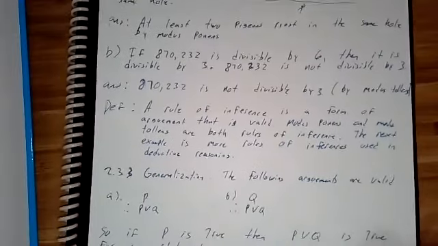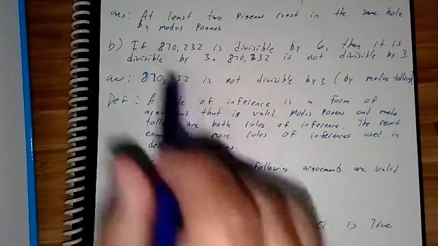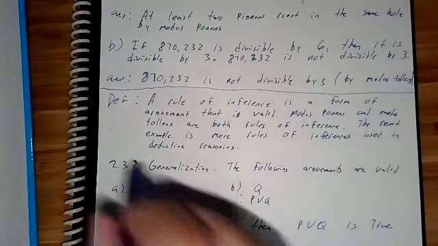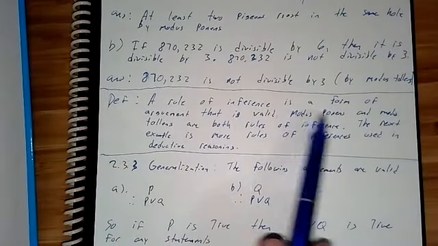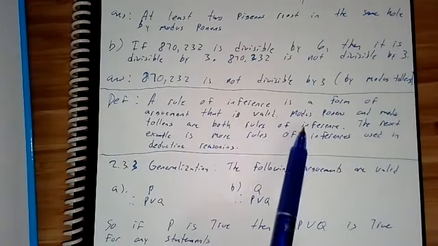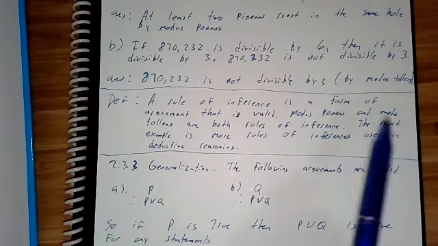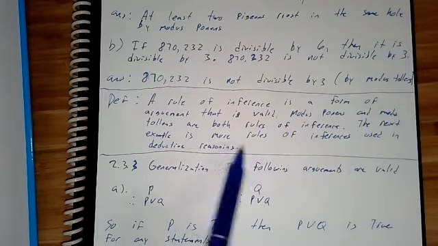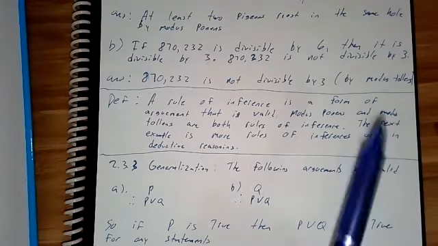All right, let's move on. Well, I guess I should mention that modus tollens and modus ponens are rules of inference. So let me separate this here. A rule of inference is a form of argument that is valid. Modus ponens and modus tollens are both rules of inference. The next example is more rules of inference that are used in deductive reasoning.